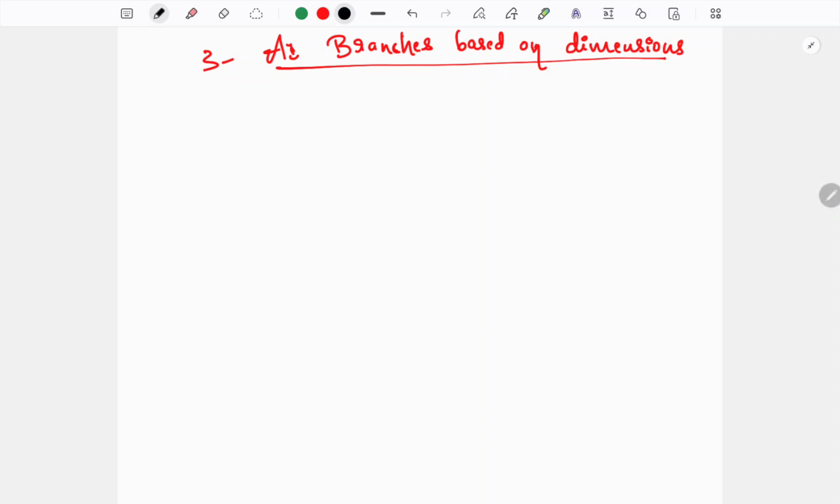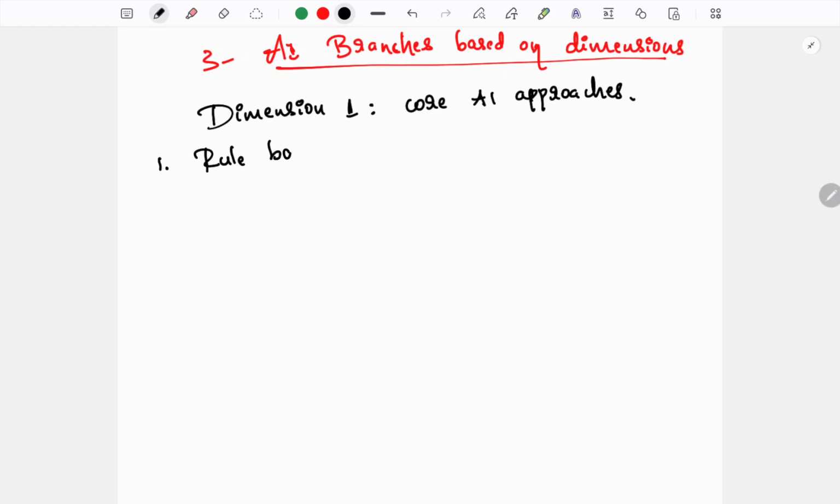To start with dimension 1, which is core AI approaches. What is this core AI approaches? Under dimension 1, first we term it as rule based, or symbolic AI.